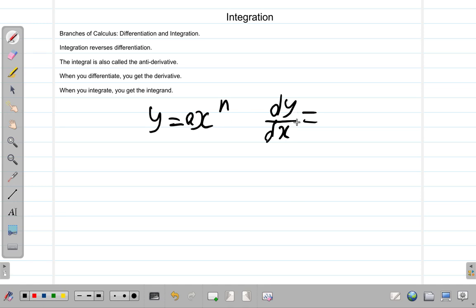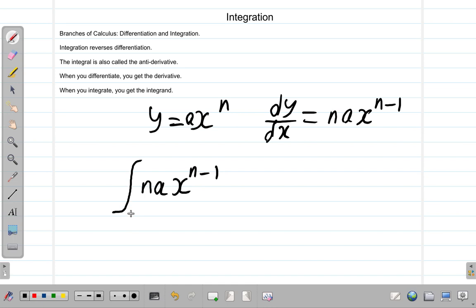The derivative of y with respect to x is equal to, remember what you do? You multiply by the power, n times a x to the, then you get the new power by subtracting 1 from the old power. So that's what you get. Now, let us imagine that you have n a x to the n minus 1. You have that function and you want to integrate it. The symbol for integration looks like this.